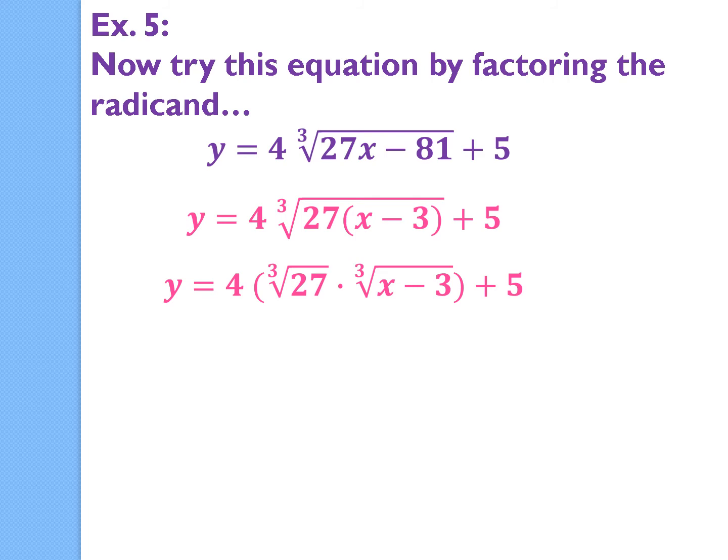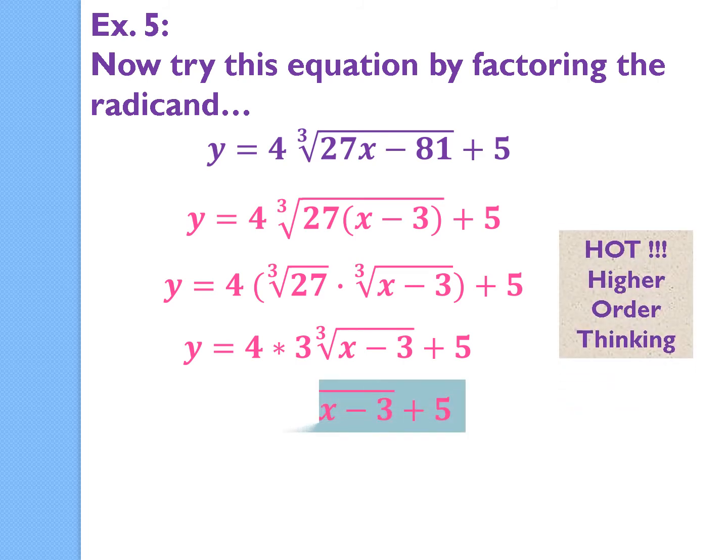So we can break this into the cube root of 27 and the cube root of x minus 3. The cube root of 27 is 3. So that becomes 4 times 3 times the cube root of x minus 3 plus 5. So 4 times 3 is 12. That makes something we can graph much easier, because instead of having to divide each of the x's by 27, now I just have to multiply all my y's by 12. So if you have a b and it's a perfect cube, you can take the cube root and bring it outside to make your graphing easier.